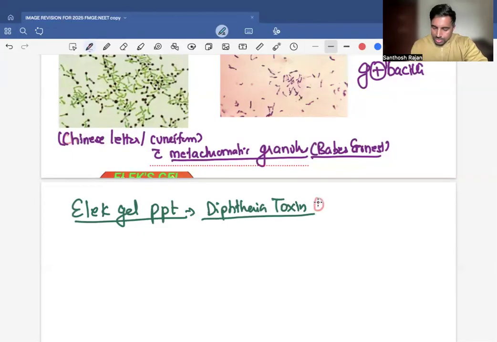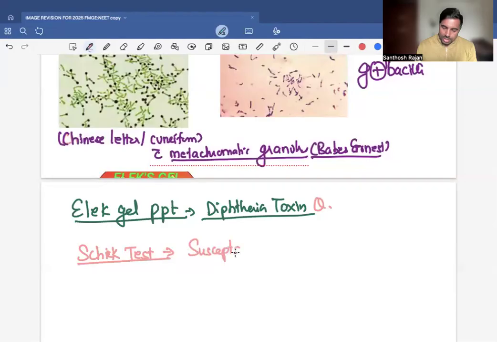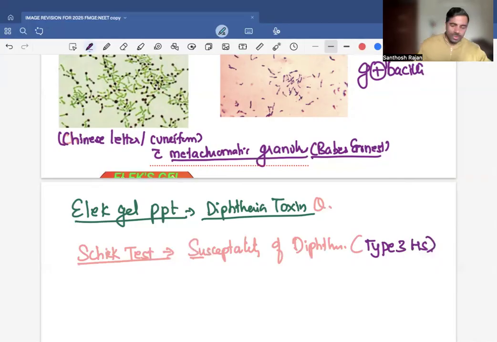Okay, good. Elek's gel precipitation, and of course the Schick test. The Schick test is obsolete nowadays, but it detects susceptibility to diphtheria. If it is positive, then the patient is susceptible to diphtheria. You know, this comes under type 3, the only one coming in type 3 hypersensitivity reaction. That's all. Finished.